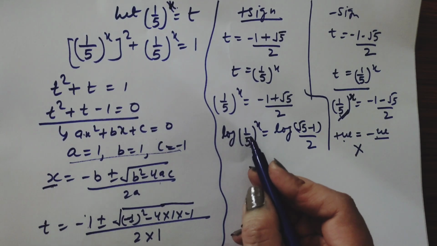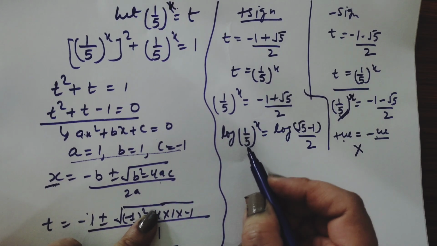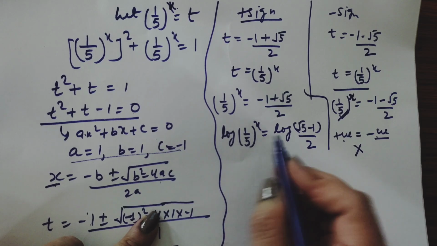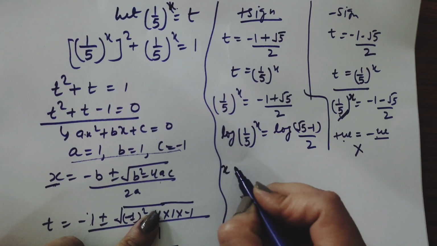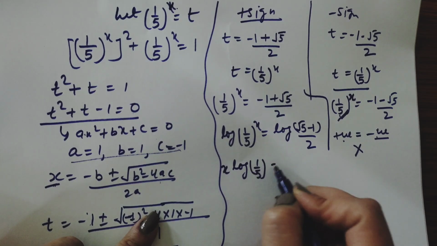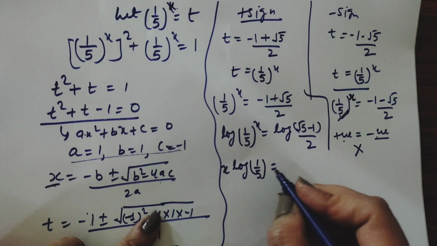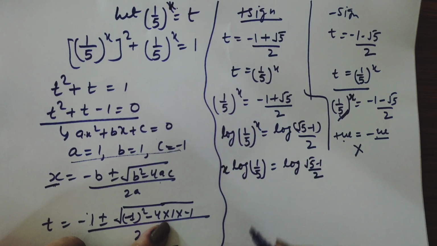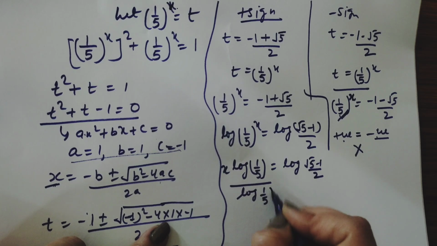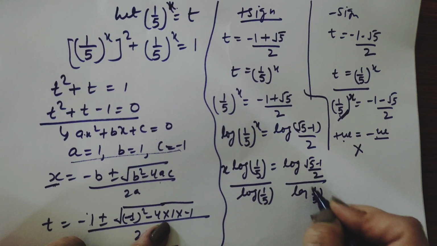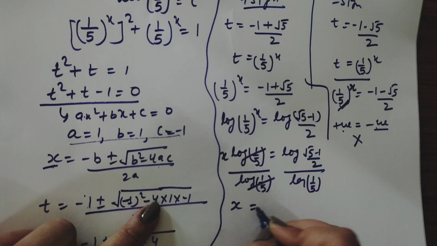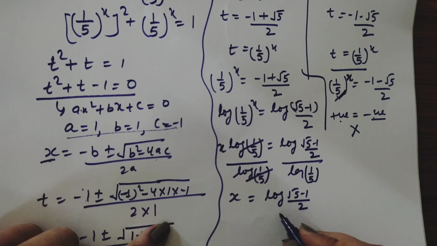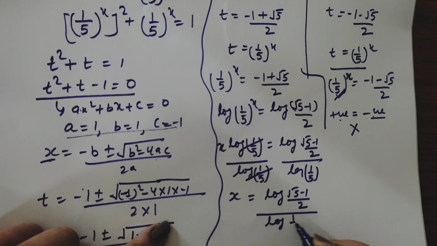So log of 1 upon 5 power x equals log of (root 5 minus 1) by 2. Taking log on both sides, x comes in front of the log: x log 1 upon 5, and we write log of (root 5 minus 1) by 2 as it is. After that, divide by log 1 upon 5 on both sides. This cancels, so x equals log of (root 5 minus 1) by 2 divided by log of 1 upon 5.